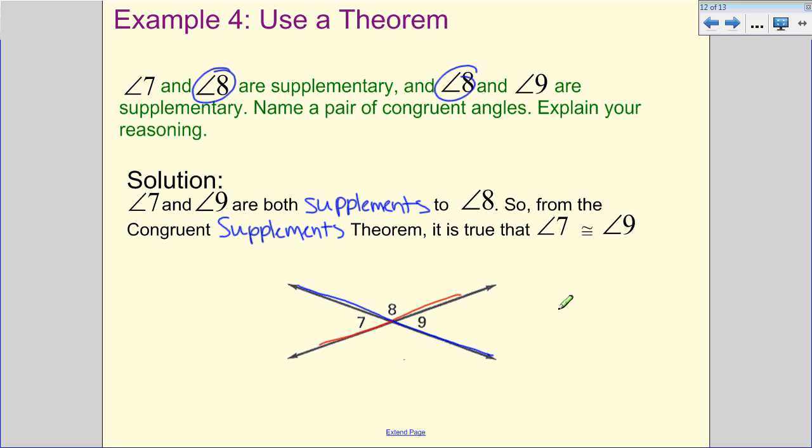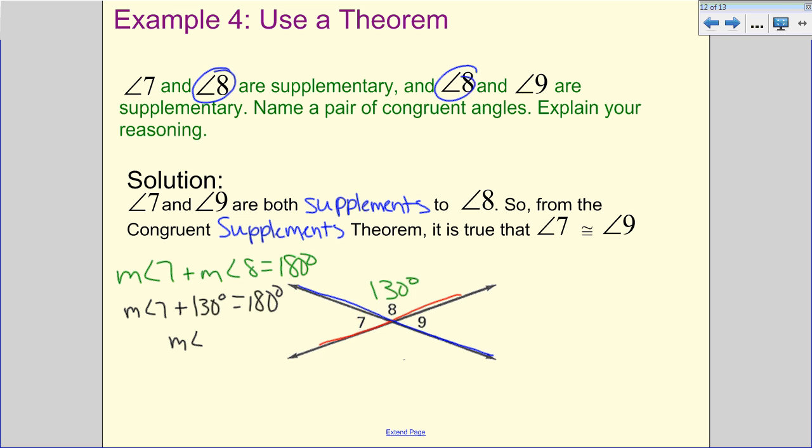So let's think about that. This angle 8, I'm just going to make up a measure for it. It appears to be obtuse, so I'm going to call it 130 degrees. So if the measure of angle 7 plus the measure of angle 8 equals 180 degrees, if we do some quick substitution, we have the measure of angle 7 plus 130 degrees equals 180. Solve this little equation. We're going to subtract 130, so I have the measure of angle 7 equals 50 degrees.